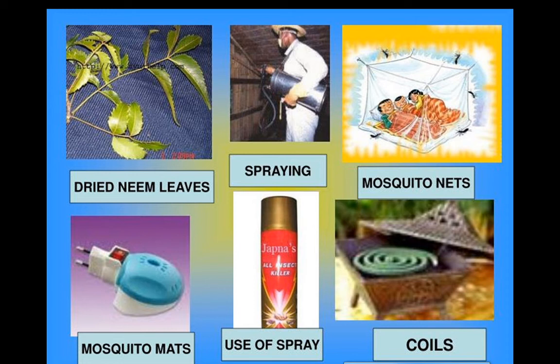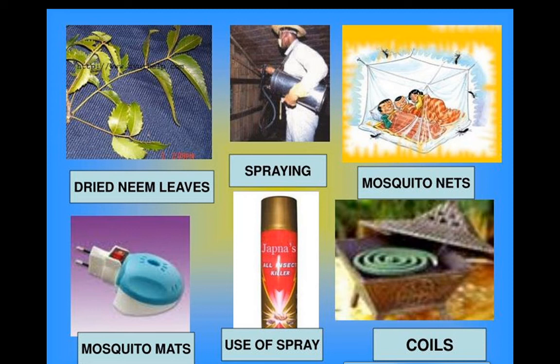Then what do you do in your house to protect yourself from mosquitoes? So you can write with this image. We can use dried neem leaves, then spraying mosquito nets, we can use All Out and all, then use sprays and coils, and the other things that we have already discussed. So with the help of that you can prevent malaria.